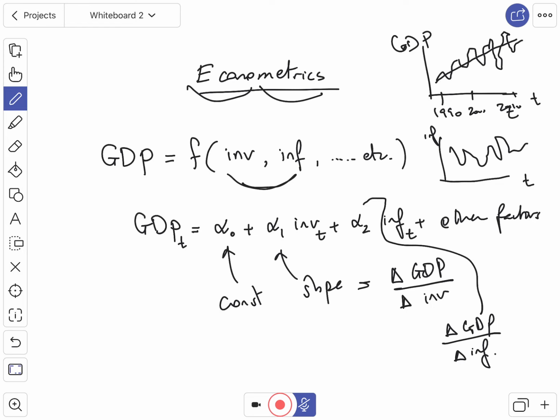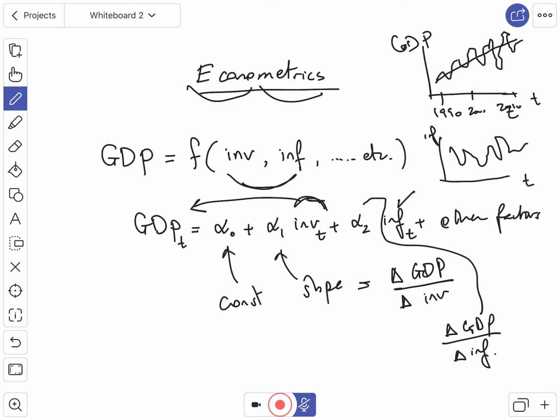So the idea of econometrics is we try to quantify this relationship. Number one, I'm trying to quantify the impact of investment on GDP holding inflation constant. And my other objective would be to quantify the impact of inflation on GDP holding investment constant. Each time I'm focusing on one relationship, holding the other constant, so that we can get a quantifiable answer. Basically, econometrics is all about measuring this relationship.